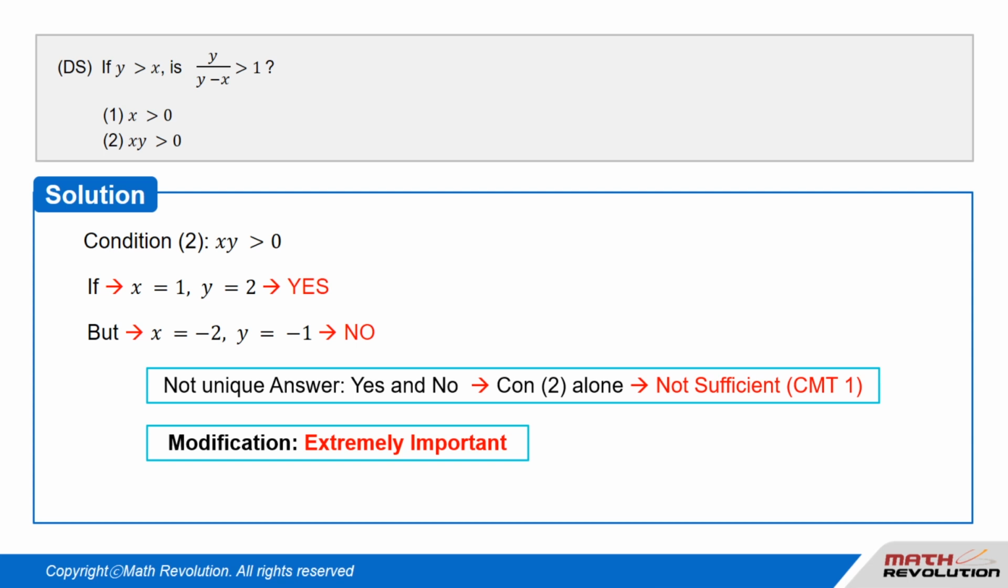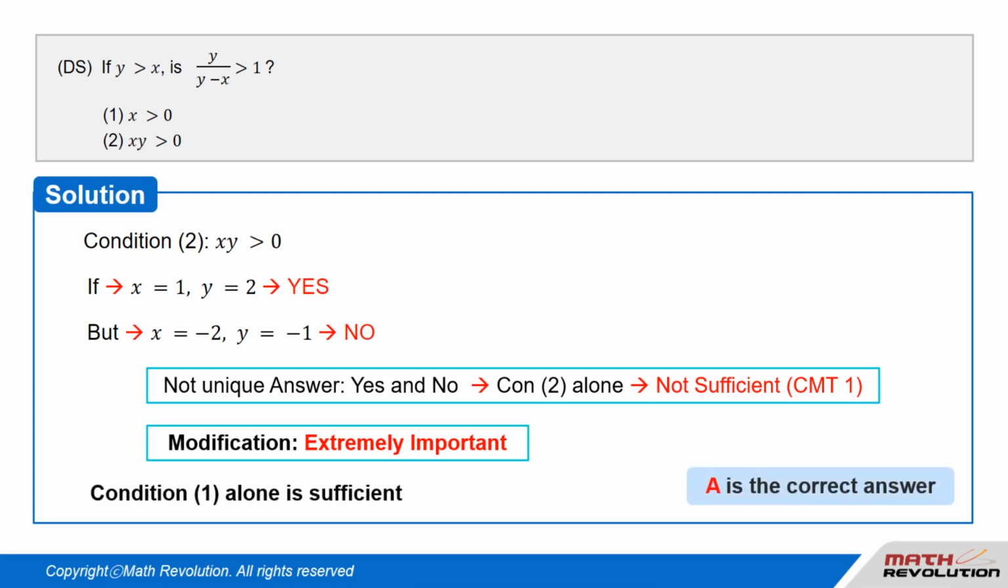Okay, this is the best solution. Go variable approach. Condition 1 alone is sufficient. So, A is the correct answer.